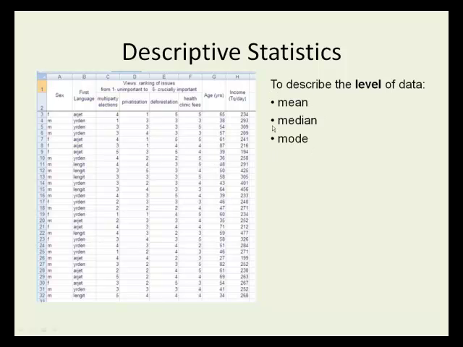But they all do describe how big the numbers are on average, and what we call that is the level of data. Taken as a whole, are these numbers bigger or smaller? And those are three descriptions.